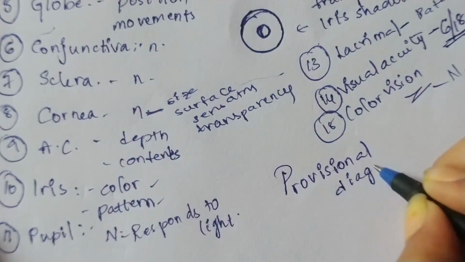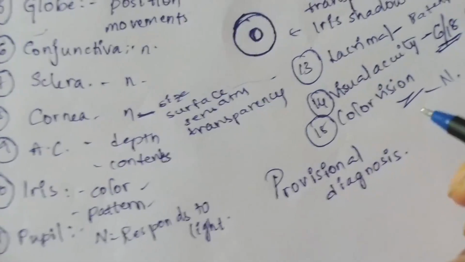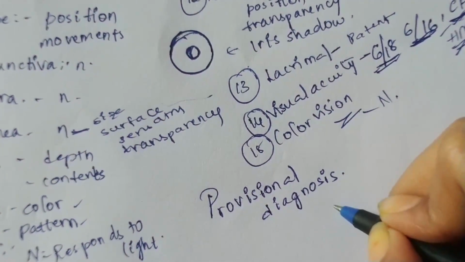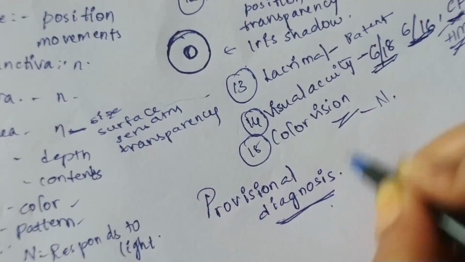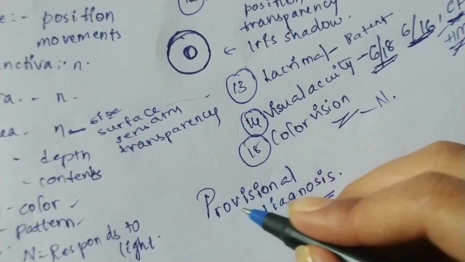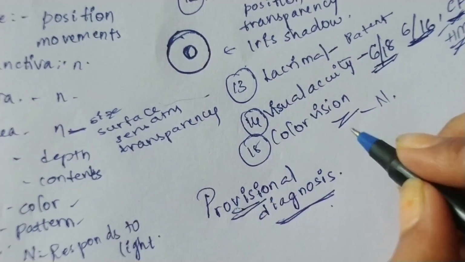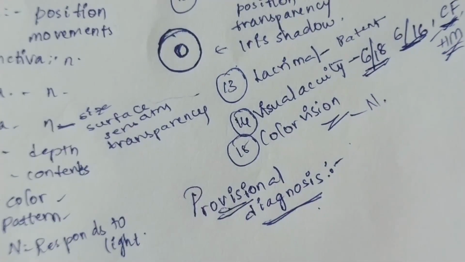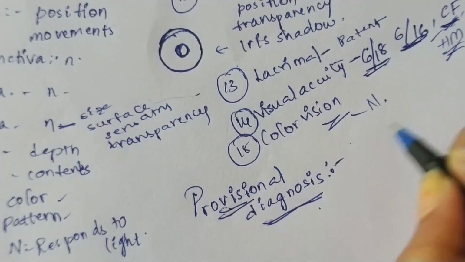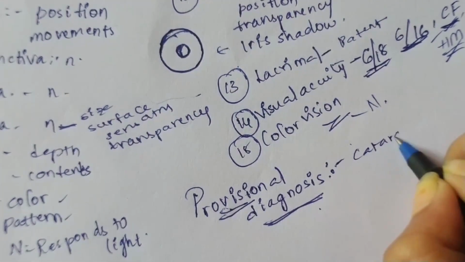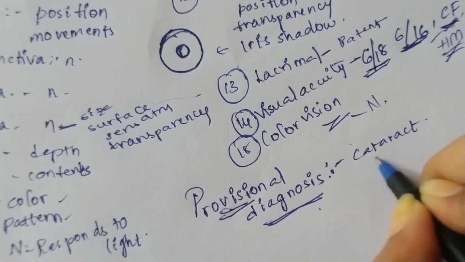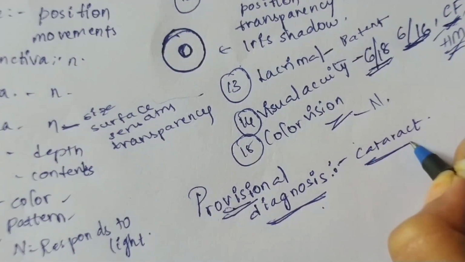Provisional because we are not confirming the diagnosis. We cannot confirm the diagnosis just by history taking. So we will write it as provisional diagnosis. The main cases given to you in your exams are cataract cases. This is the long case that will be given to you.